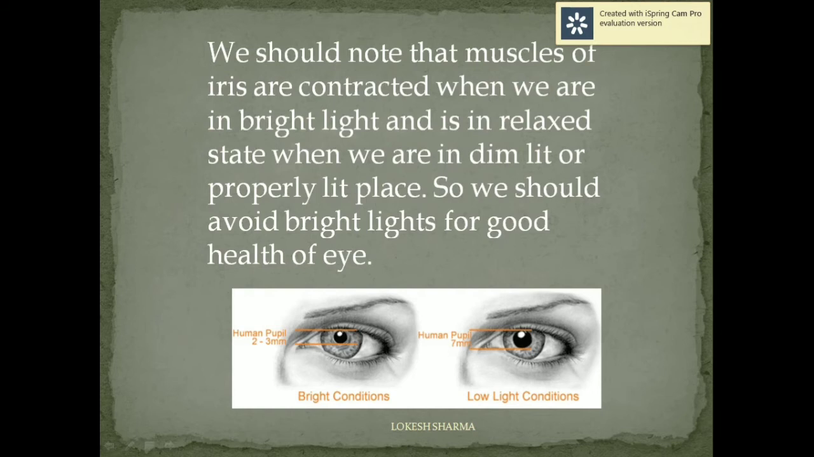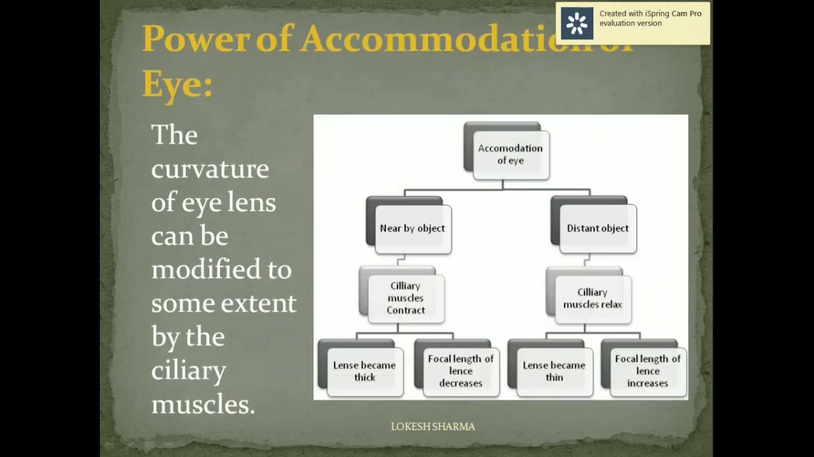Now the next topic is the power of accommodation of the eye. The curvature of the eye lens can be modified to some extent by the ciliary muscle, which is called the power of accommodation. When we see a nearby object, the ciliary muscles contract, the lens becomes thick and its focal length decreases. But when we see a distant object, the ciliary muscles relax, the lens becomes thin and its focal length increases.